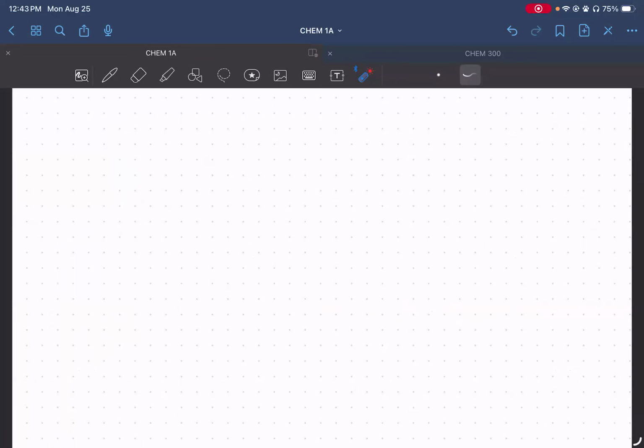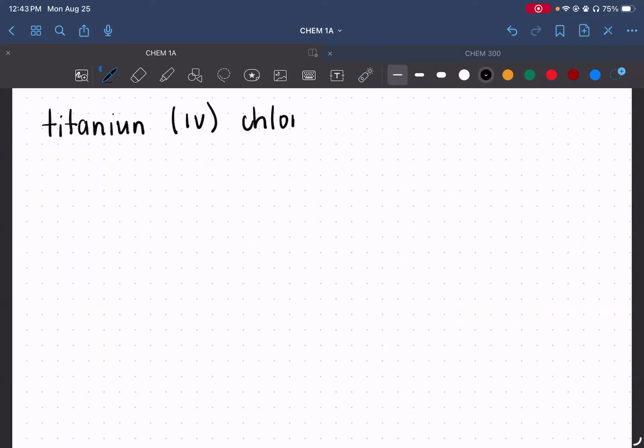What about the case where I give you the name first? What if I say, give me the formula for titanium 4 chloride? Titanium, that should be an M at the end. Titanium 4 chloride. All right, so take a second to look on the periodic table, try to find the chloride and the titanium. The Roman numeral is your big hint that titanium is in the transition metal block.